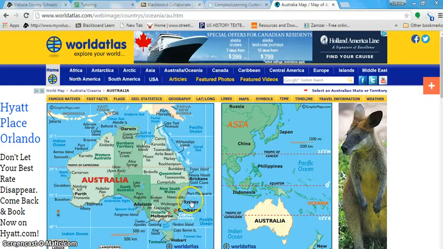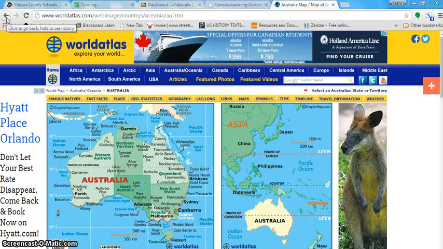I want to look at the dry, flat, mostly uninhabited region of Australia. It's going to be in this area, and that is called the Outback.